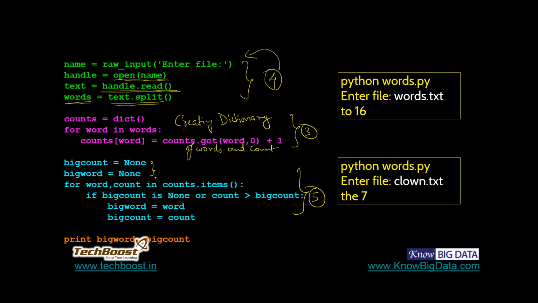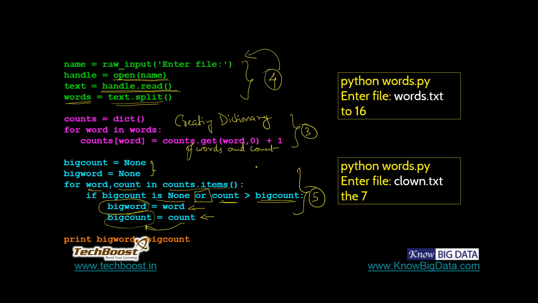What it does is, for word and count in counts.items, we are trying to loop over all the key value pairs and see what is the highest count word, and we are assigning the highest count word and its count to these two variables. So the condition being, if it is None, the first time the first word and count would be assigned. That is the initialization part. The second time, that is why we have used or here, not and, if we see any count going greater than our current big count, it becomes the big count.